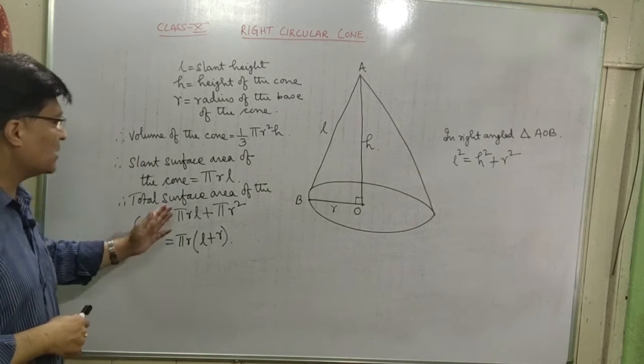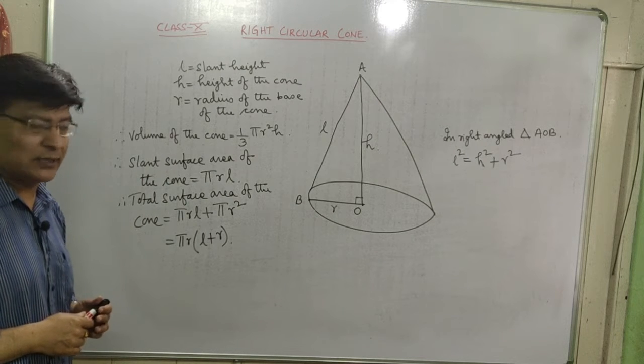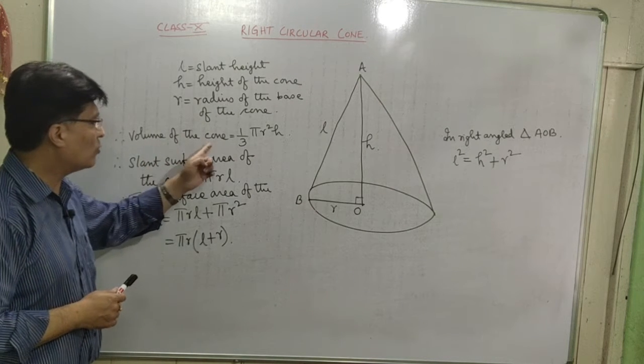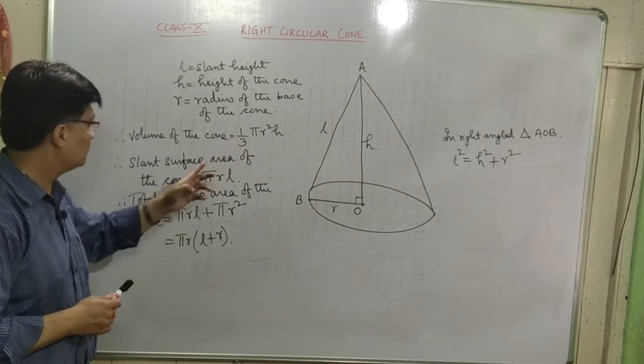So this formula you must remember well. Okay? One more thing: volume of the cone is equal to 1/3 pi r square h.